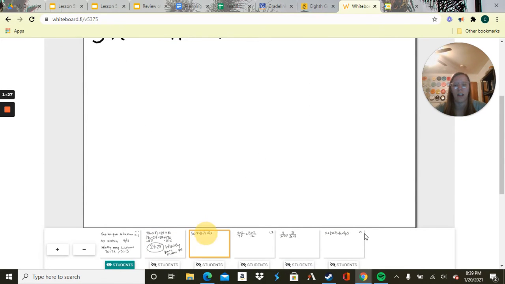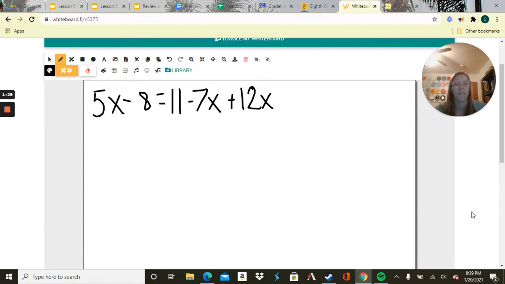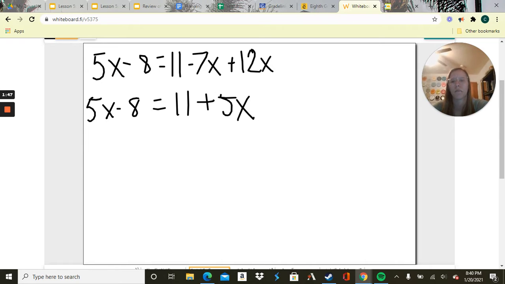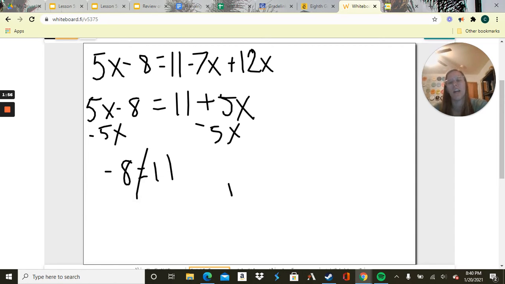Okay, next, here we have 5x minus 8 equals 11 minus 7x plus 12x. So we're first going to combine our like terms on this side. So 5x minus 8 equals 11. -7 plus 12 is going to leave us with a positive 5x. We're going to subtract 5x on both sides. And we are left with a -8 equals 11. -8 does not equal 11, so we have no solution.